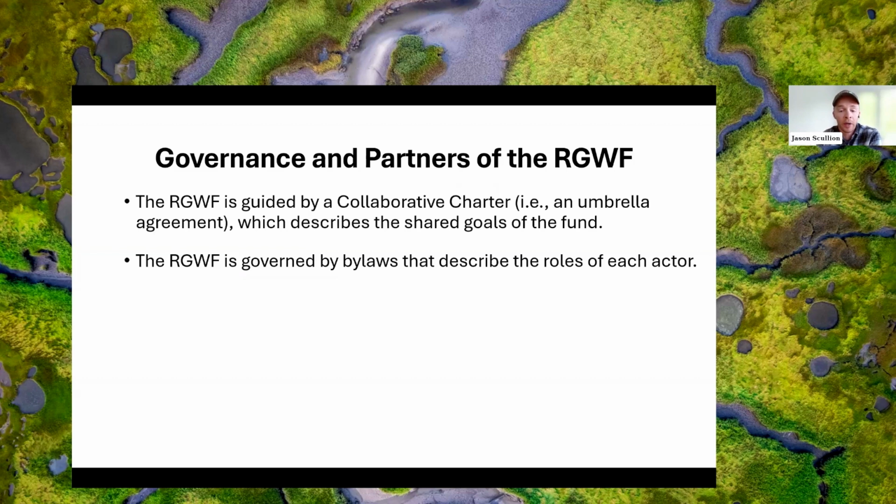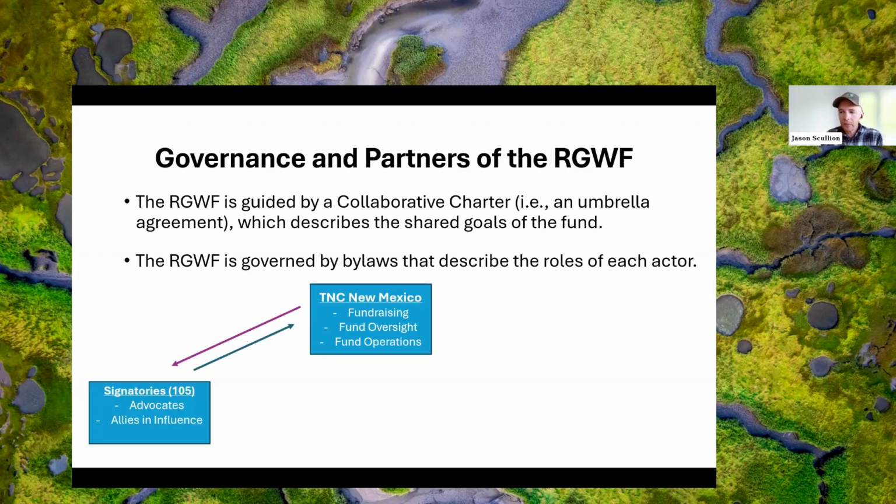And this is known as an umbrella agreement, going back to earlier in our talk. So essentially, we have this agreement that we've all bought into that is a broad-based document. And then within that, to operate day-to-day, we have our bylaws. And our bylaws determine roles and responsibilities of the respective actors. Okay, so central to all of this is TNC New Mexico. TNC New Mexico is really the nerve center of the Rio Grande Water Fund. We're the host of the fund. We raise the funds. We provide oversight of the funding, and we also provide oversight and direction for the projects that happen on the ground.